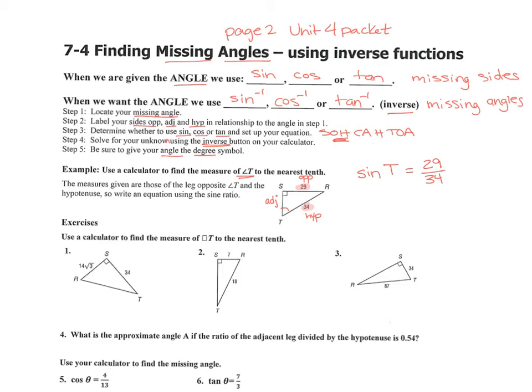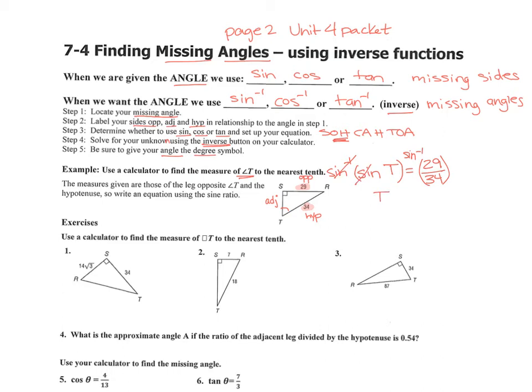So now I need to solve for t. I need to get rid of sine. You can't divide by sine, it's a function. I'm going to use my sine inverse. I'm going to take the sine inverse of sine. But if I do it to the left side, I'm going to have to take the sine inverse of 29 over 34. So sine inverse and sine cancel each other out, and I'm left with t.